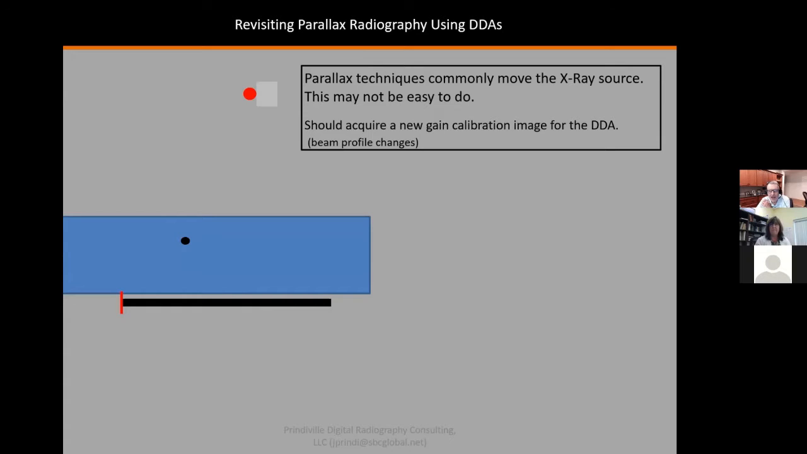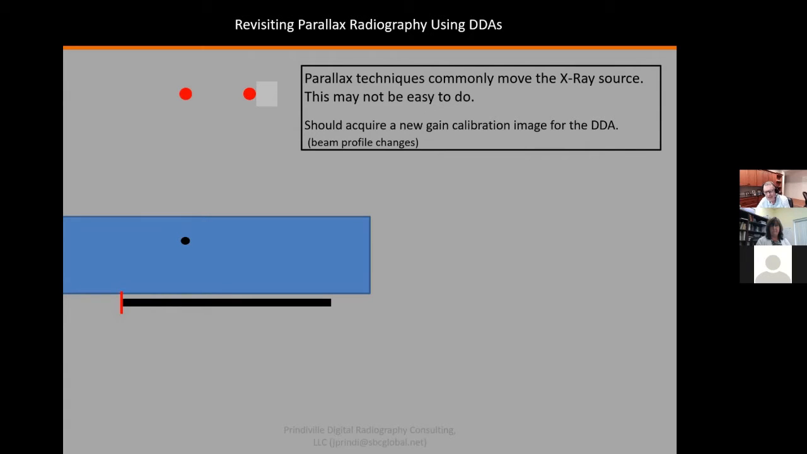So let's look at parallax techniques, which commonly move the X-ray source. So we're showing moving the X-ray source, but this may not be easy to do. Sometimes the sources are heavy, and getting them pointed in the right direction may not be simple. And if you're dealing with a digital detector array and you're going to move your source, then you should take another gain field for your image, because now your beam profile has changed.